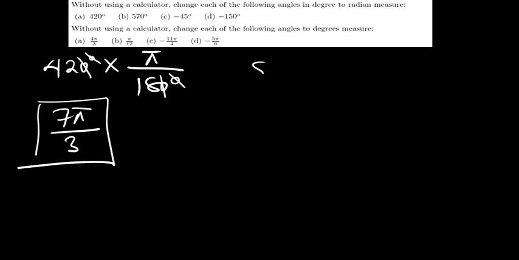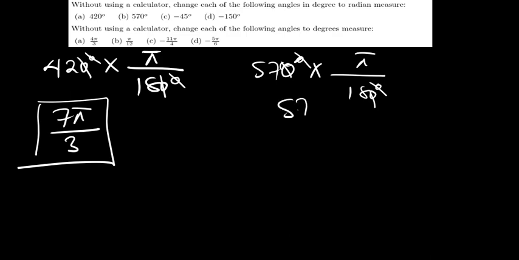570 is the same thing. 570 degrees, you do times, put 180 here and put pi there. The degrees and degrees will cancel, and the 0 cancels. Now you have got 57 pi divided by 18. A number that can go into these numbers, I think 3. So 57 divided by 3 is actually 19. So this gives me 19 pi divided by 6, because 3 into 18 is 6, and this becomes my answer.